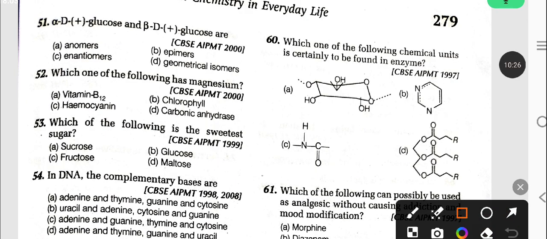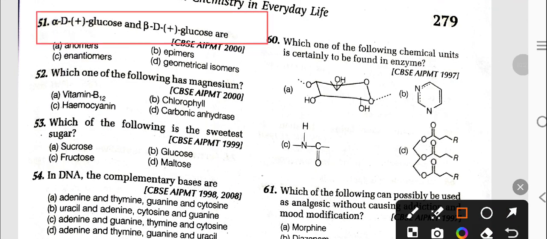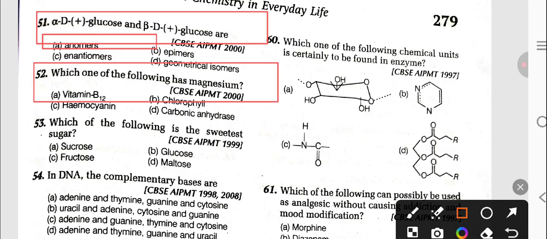Question number 51. Alpha D glucose and beta D glucose are anomers, which differ on carbon 1, and the difference is in the position of the hydroxyl group. Which one of the following has magnesium? So chlorophyll contains magnesium in the center, whereas vitamin B12 contains cobalt.